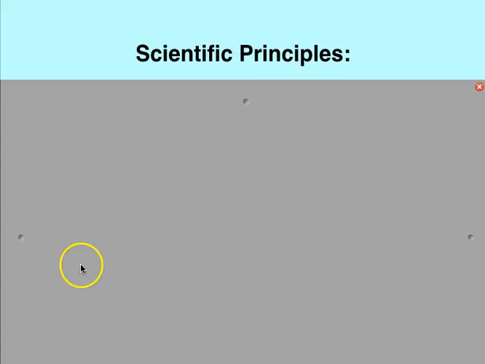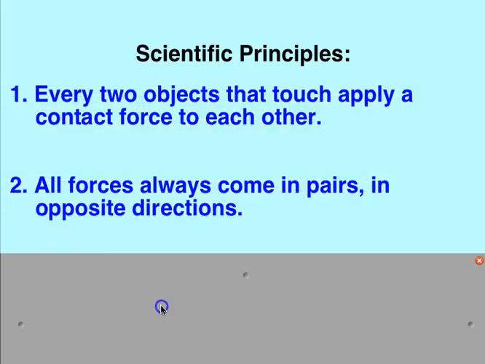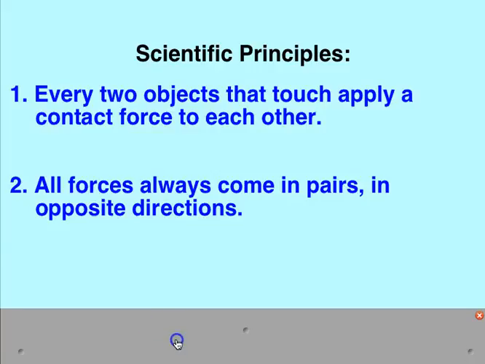And the last thing I want to do is add a couple scientific principles. So add these to your book. Every 2 objects that touch apply a contact force to each other. And all forces always come in pairs in opposite directions.